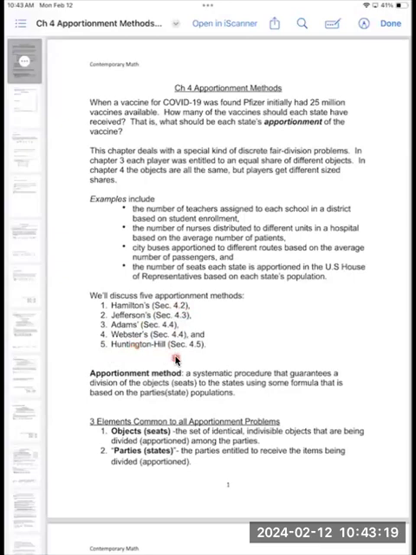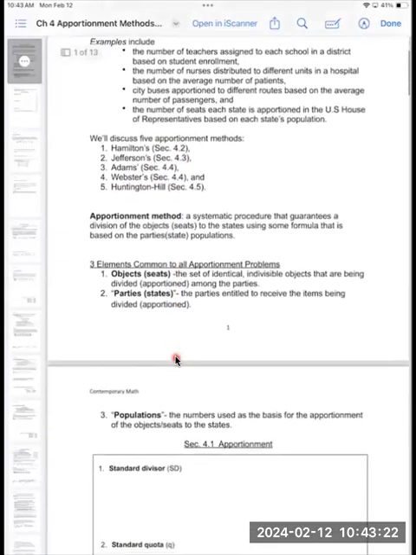So here's some of the terminology. An apportionment method is a step-by-step process that guarantees the division of the seats to the states using some formula that is based on the states' populations. And you might be thinking, wouldn't you just take the proportion of that state's population and give that exactly to the state? We're going to see that.